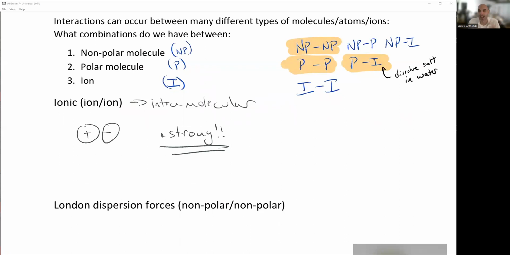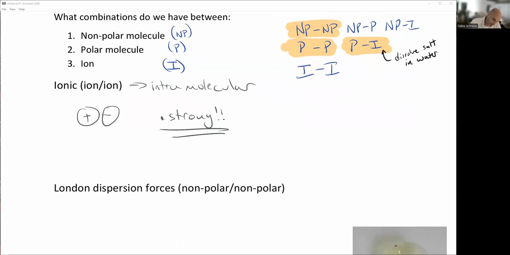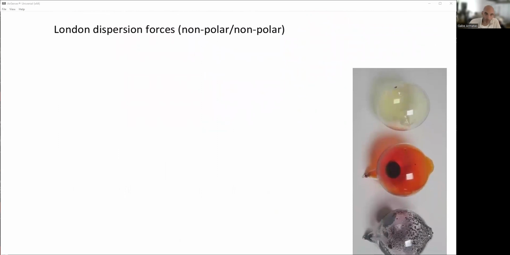So it doesn't really count as an intermolecular force because it's between ions, which kind of counts as an intramolecular force. Okay, so let's move on to the other combination. So we're going to eliminate that one right off the bat. Okay, so let's take a look at one of the most important ones, and one of the ones that's hardest to understand.